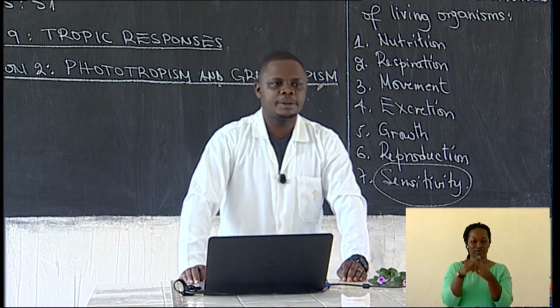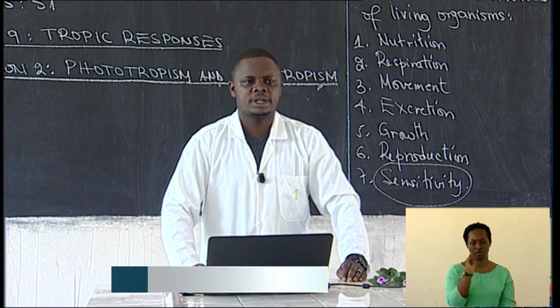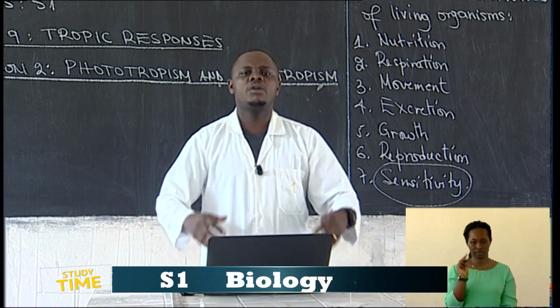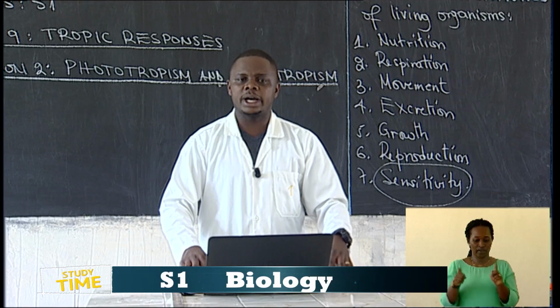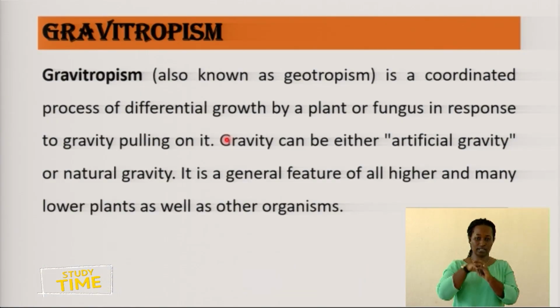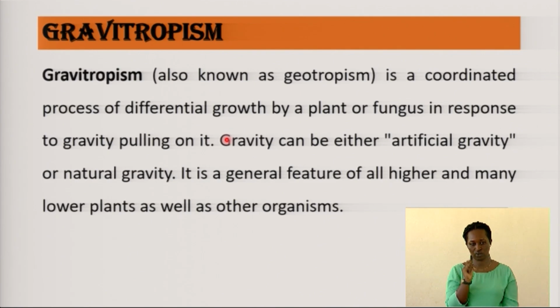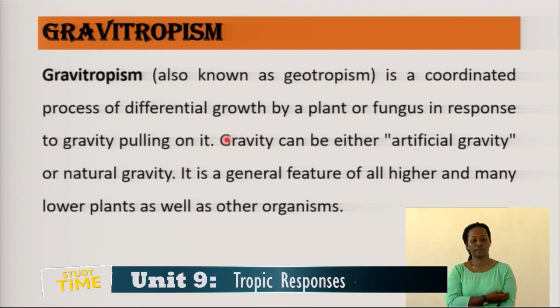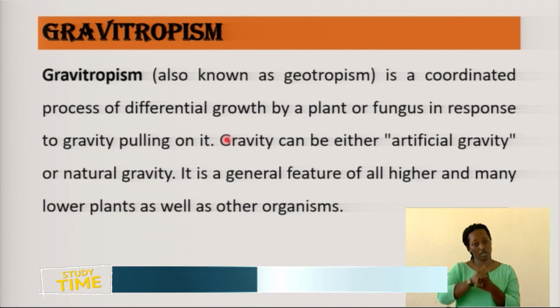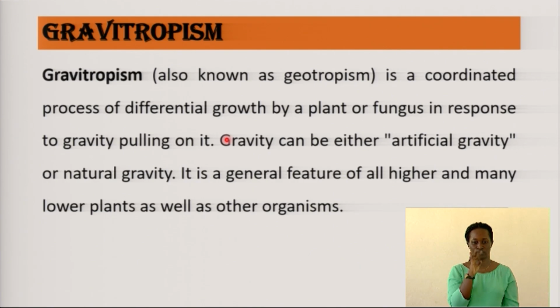Then we have gravitropism, also known as geotropism. It is a coordinated process of differential growth by a plant or fungus in response to gravity pulling on it. Remember, when you are learning about force in physics, you talk about gravitational force, the force which pulls objects towards the Earth's surface. So gravity can either be artificial or natural gravity. It's a general feature of all higher and many lower plants as well as other organisms.